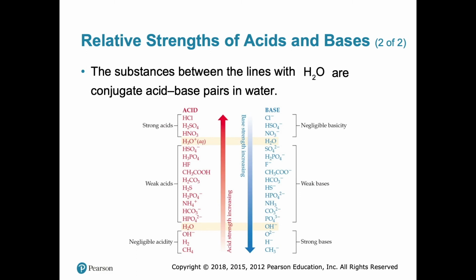These substances between the lines of H2O are conjugate acid and base pairs in water. So if you look over here, these are all acids, and these are the conjugate bases. Here we have HCl, hydrochloric acid, and its conjugate base over here, chloride. HCl is a strong acid, but on the other side, its conjugate base is not very basic. Negligible basicity, okay?